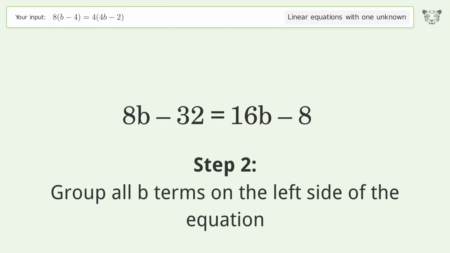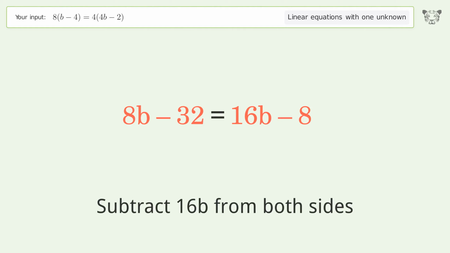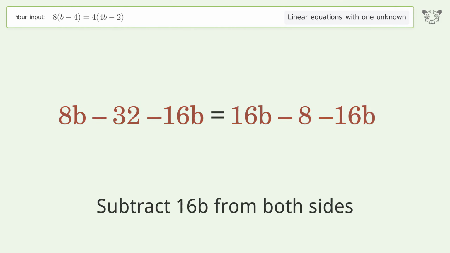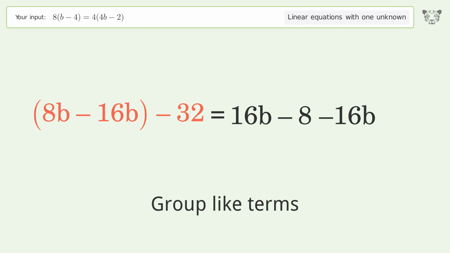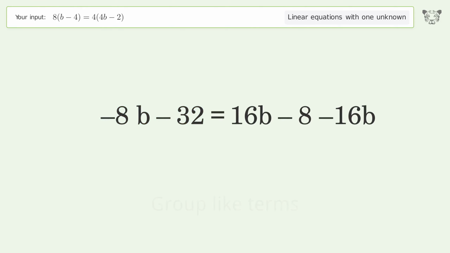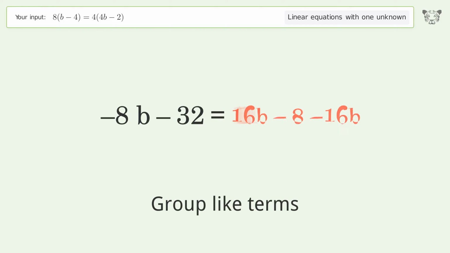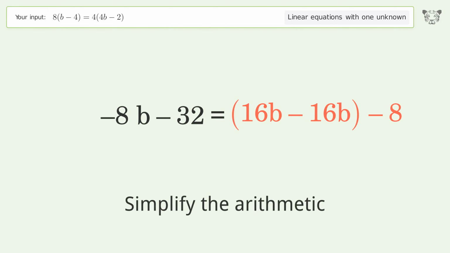Group all b terms on the left side of the equation. Subtract 16b from both sides. Group like terms. Simplify the arithmetic. Group like terms. Simplify the arithmetic.